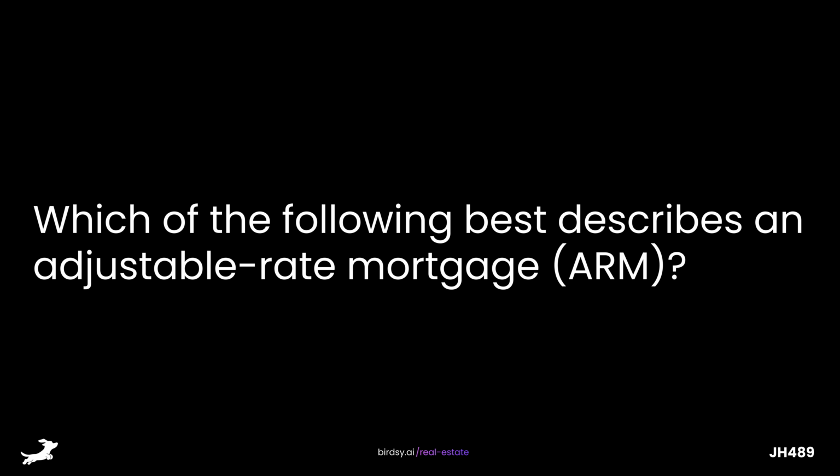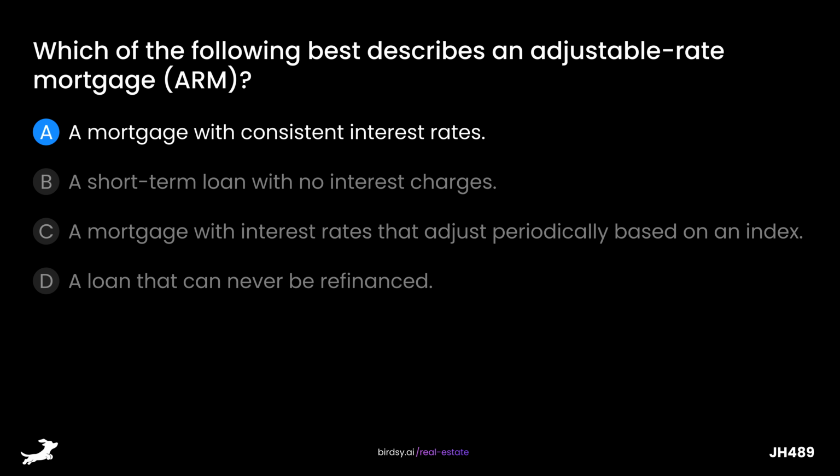Which of the following best describes an adjustable-rate mortgage? Is it A, a mortgage with consistent interest rates? B, a short-term loan with no interest charges? C, a mortgage with interest rates that adjust periodically based on an index? Or D, a loan that can never be refinanced? The answer is C, a mortgage with interest rates that adjust periodically based on an index.